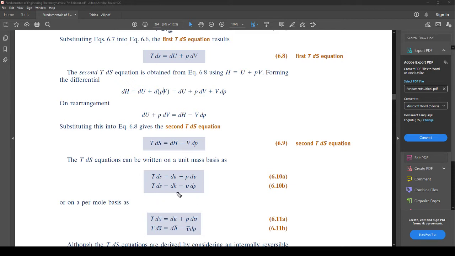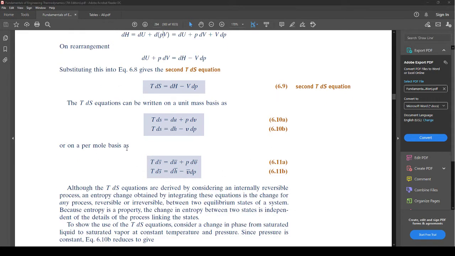Now, let's look at the second one. We have dH, so it's a change of enthalpy, and then we have volume times change in pressure. So obviously this one we see more of what? In open systems, right? Because we have enthalpy, that kind of gives it away. So this is what we wanted to get to, right? And then you can do this on a per mole basis, which is just a bar over the top.